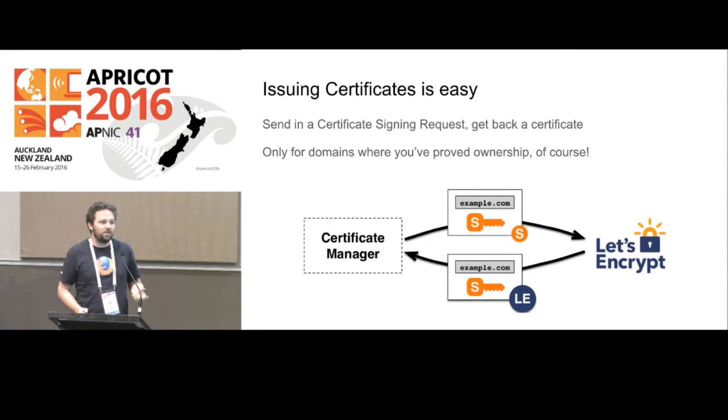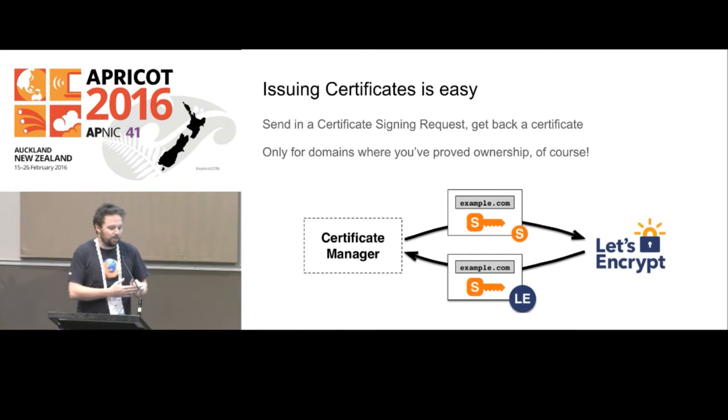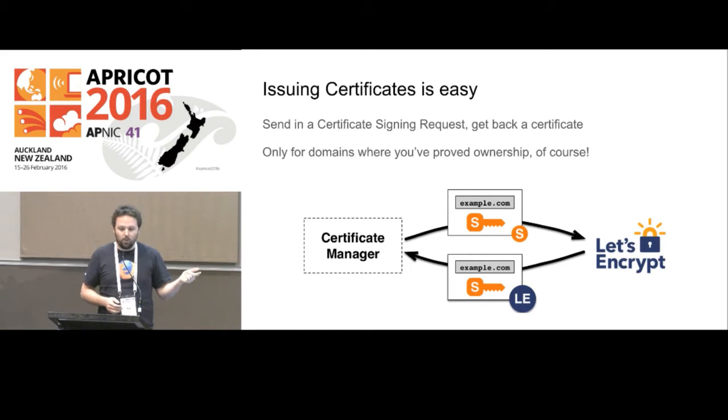Once you've proven to Let's Encrypt that you own a domain, you can say, issue me a certificate for this domain. So you send a certificate signing request, which Let's Encrypt then signs and sends back to you. And all of this part, both the previous slide and this one, can be completely automated. And that's the nice part. This is the same for revocation and renewal. Once you've proven that you own the domain, it can all be automated.